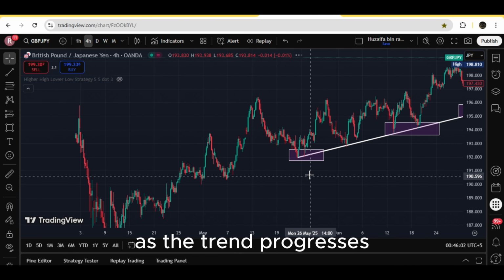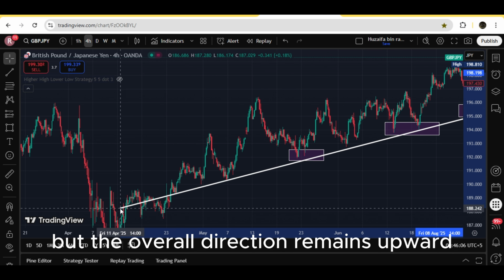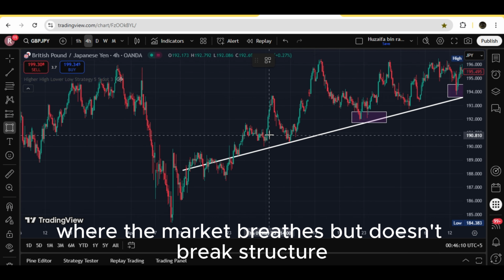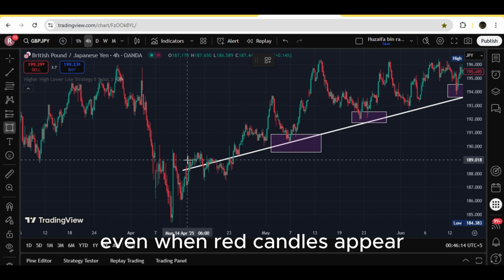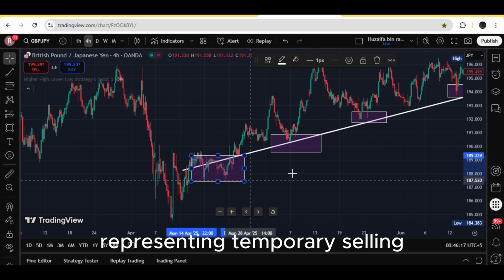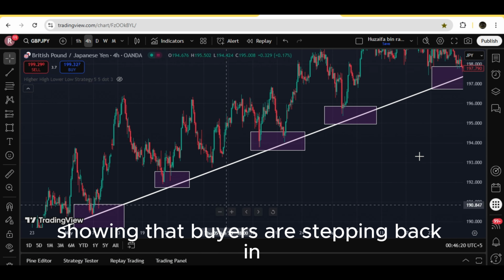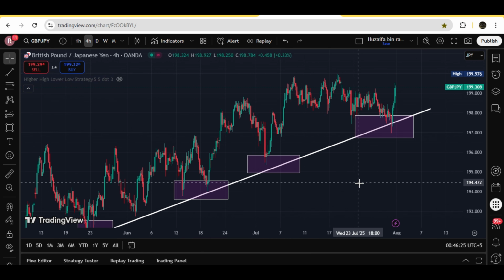As the trend progresses, the pullbacks become slightly deeper, but the overall direction remains upward. This shows healthy trend behavior, where the market breathes but doesn't break structure. Even when red candles appear, representing temporary selling, they are followed by strong green candles, showing that buyers are stepping back in at higher prices.